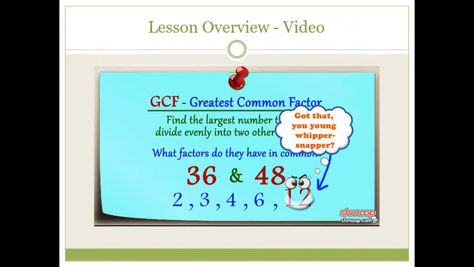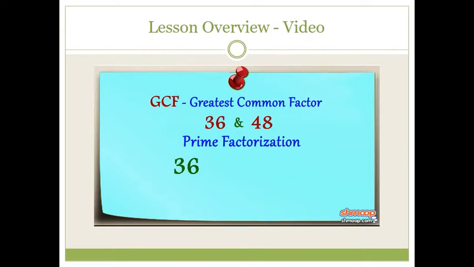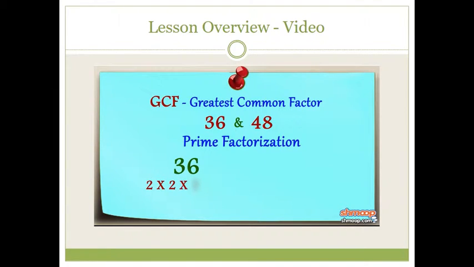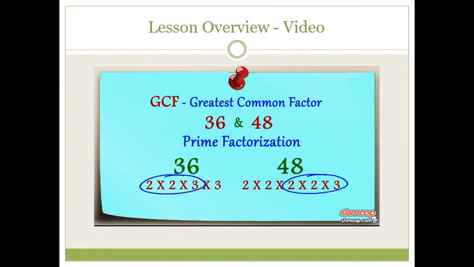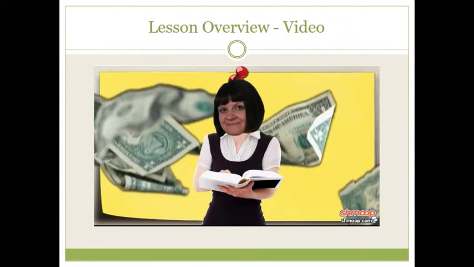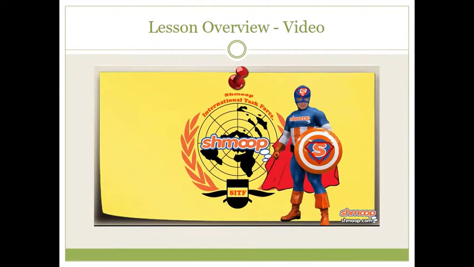A good way to find the GCF is to first use prime factorization. 36 breaks down into 2 times 2 times 3 times 3. 48 breaks down into 2 times 2 times 2 times 2 times 3. The numbers that the two have in common are the two 2s and a 3. Multiply those out and voila, 12. Practice finding LCMs and GCFs on your own and it will pay dividends. Just don't let the SITF catch you. Those guys are not to be trifled with.